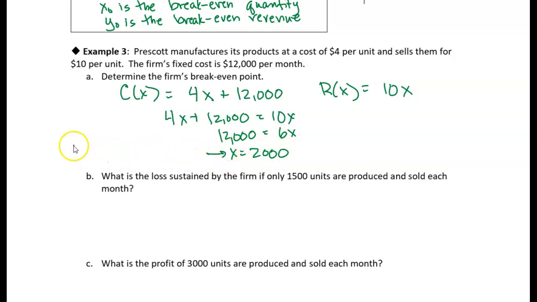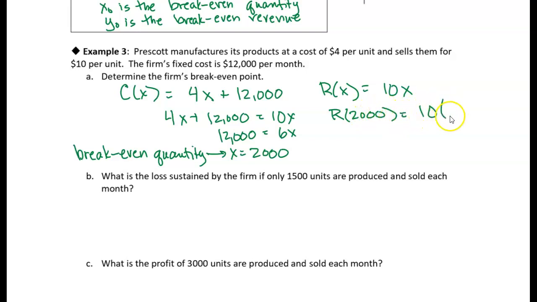Let me label that: break-even quantity. Okay, that's my break-even quantity. So now I want to also find my break-even revenue. So I'm going to calculate the revenue when the quantity is 2,000. That's just going to be 10 times 2,000, right? Because we're selling these things for $10 a unit, so we get $20,000.